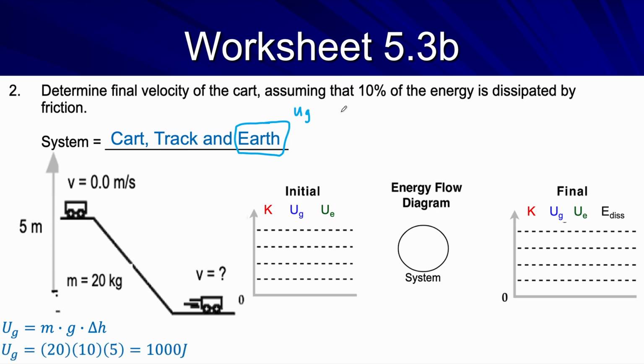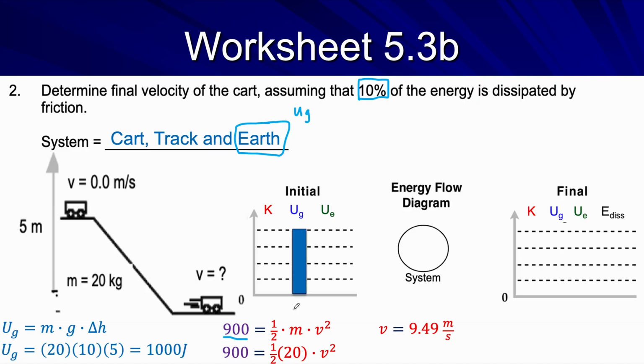Working it out, we start out with 1,000 joules of gravitational potential energy. And now here's the critical part. 10% is dissipated. So that means that 10% of this 1,000 is converted to E-dis, meaning I'm only left with 900 afterwards. And that's going to be converted into the final kinetic energy of the cart. Plugging in the numbers, you'll discover the final velocity of the cart is about 9.49 meters per second.